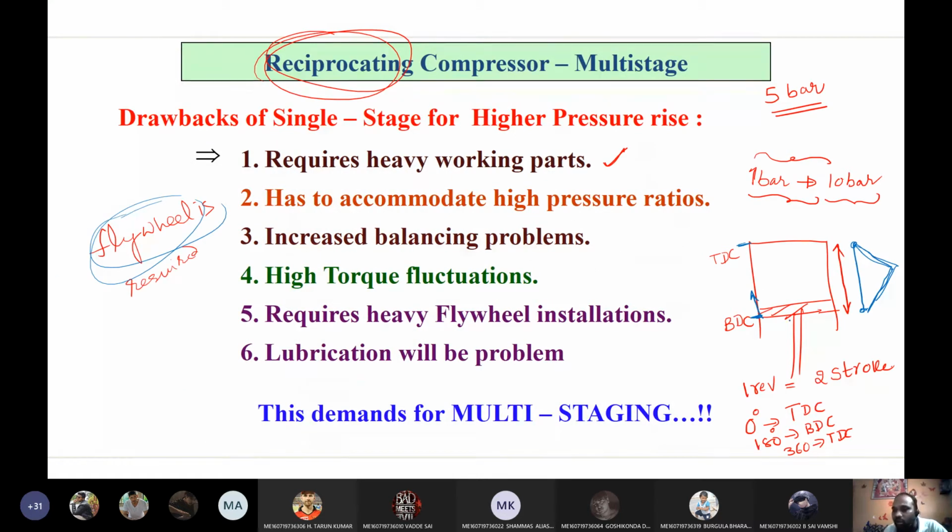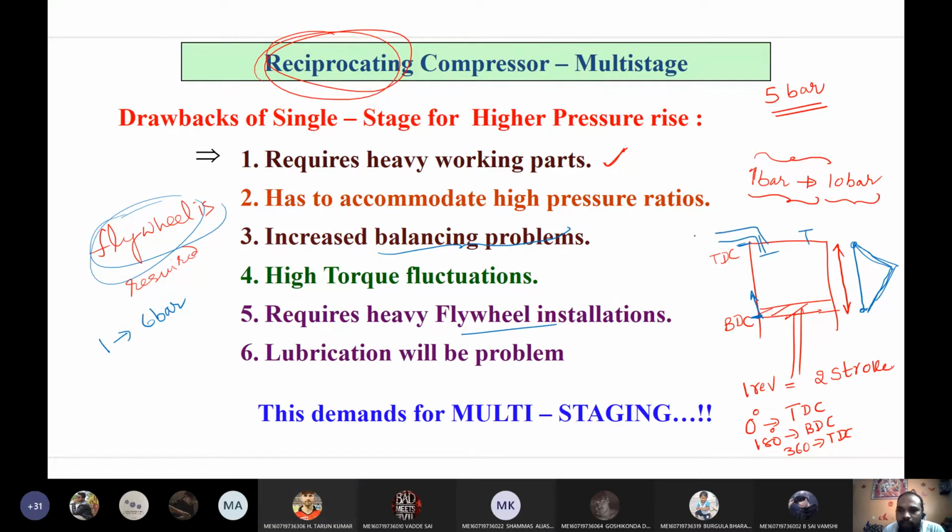If the size of the piston is more, a bigger size of flywheel is required. The main problem is balancing. Because more torque will be generated, in order to balance that, we need to use a bigger size of flywheel. Therefore it will be costly. Heavy flywheel is required. Again, if you use single stage air compressor beyond the 5 bar, let us say you are using 1 bar to some 6 bar, due to the compression, at the inlet condition, what are the properties of air? At suction condition, what are the properties of air?